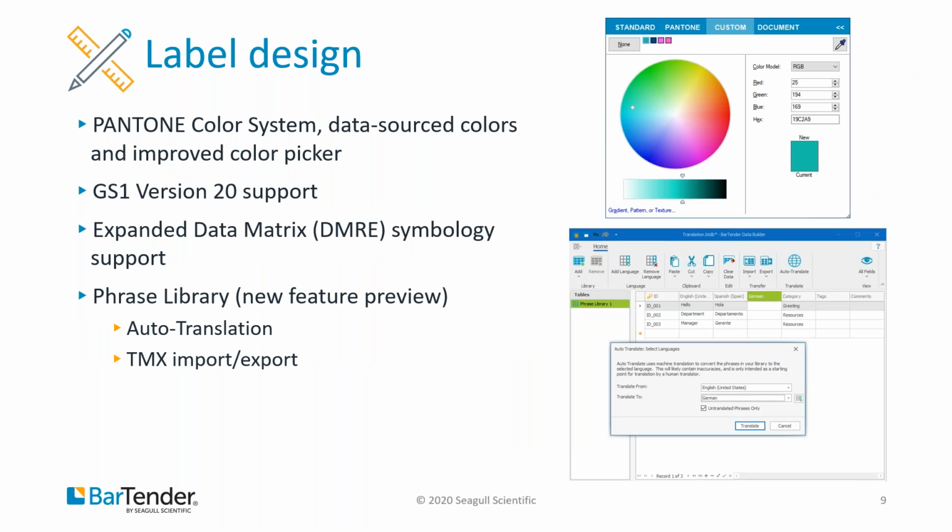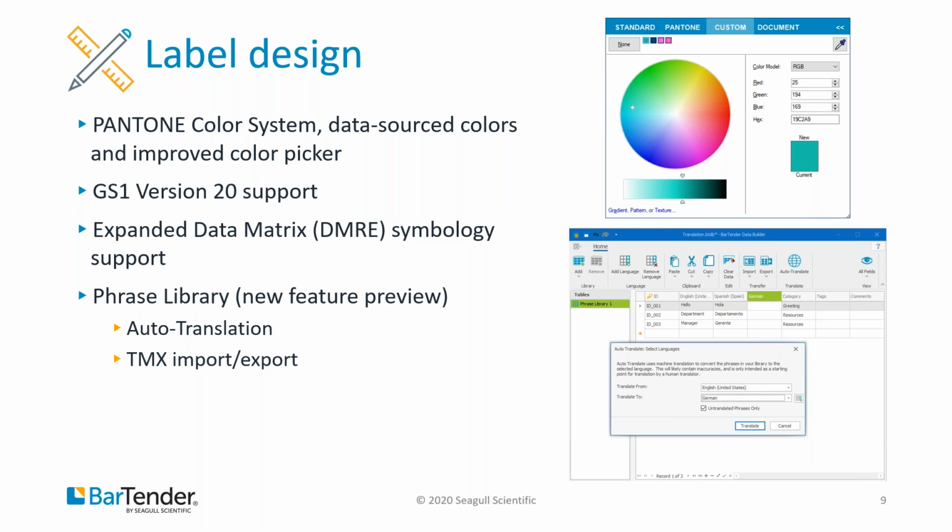BarTender 2021 introduces a new greatly improved color picker in Designer. You can now input hex values, select recently used and current colors, and use the new eyedropper feature to pick from an existing color displayed in your document. Plus, we now have full support for the Pantone color matching system.